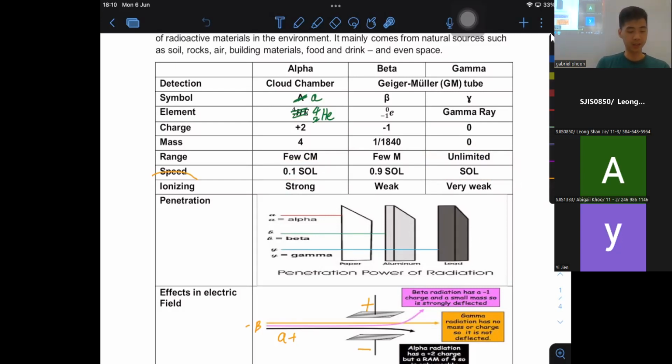And then from here, guys, the SOL stands for speed of light. Alpha can only travel 10% the speed of light. Beta can travel 90% the speed of light. And of course, gamma will travel the fastest because it is an electromagnetic wave, right?